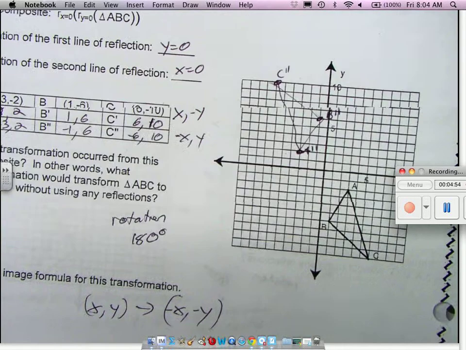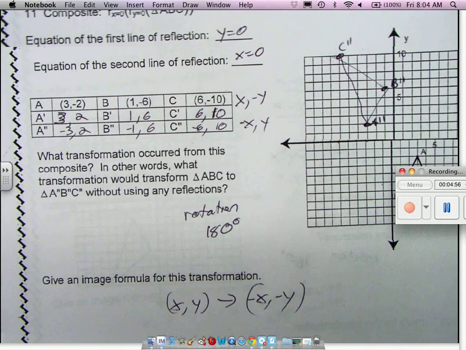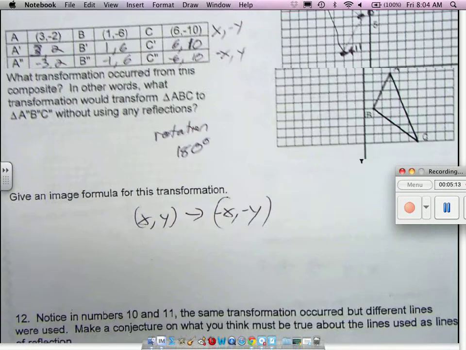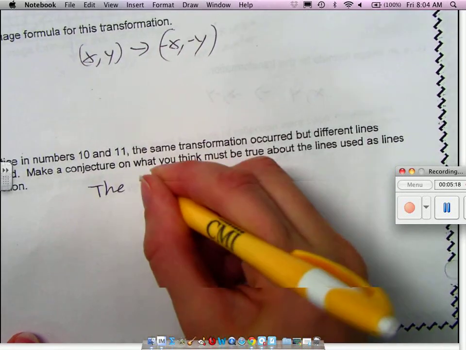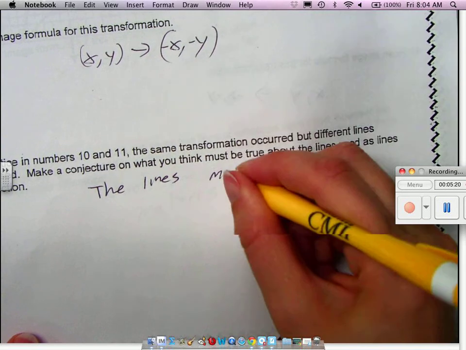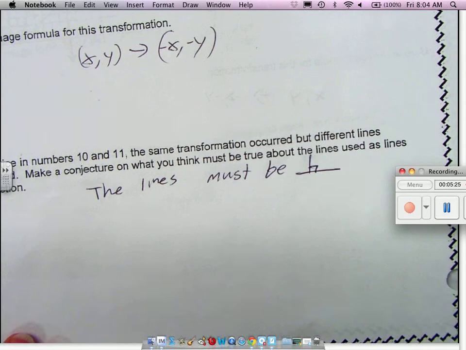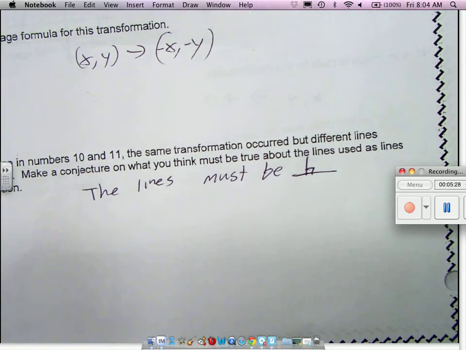We're doing y equals 0 first, then x equals 0. My points are (3, 2), (1, 6), (6, 10). And then we are changing the sign of the first one, so it becomes (-3, 2), (-1, 6), (-6, 10). It's a rotation of 180 degrees, and it goes (-x, -y). The lines must be perpendicular. Okay, and then our extension.